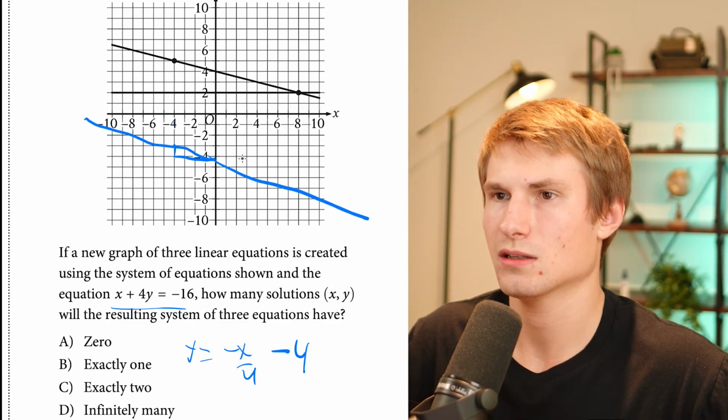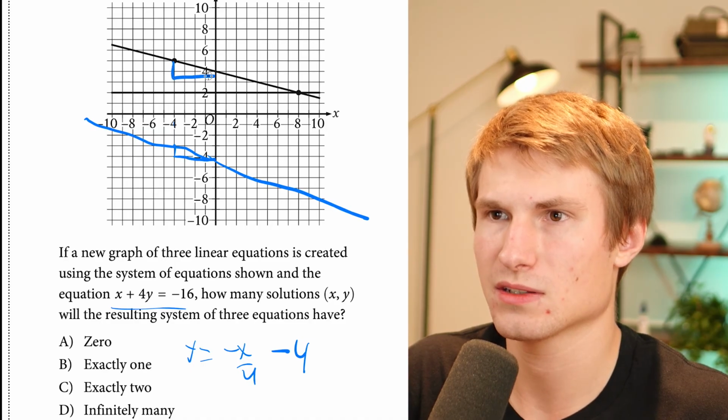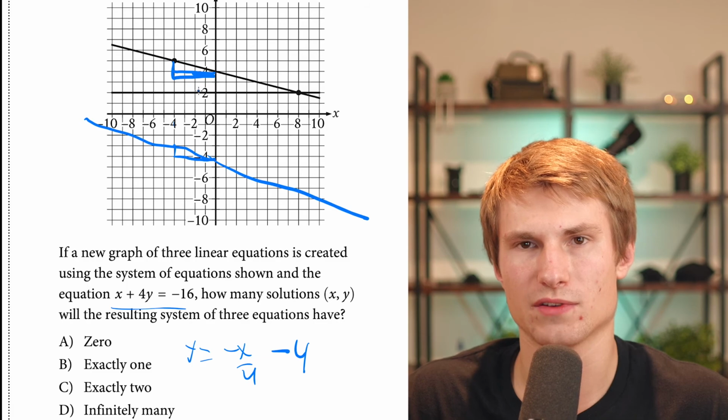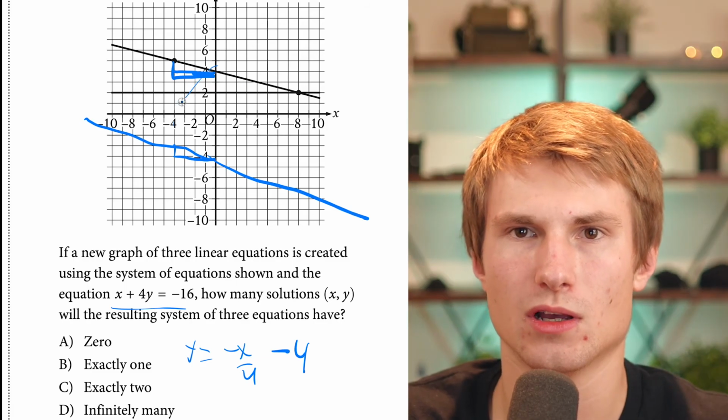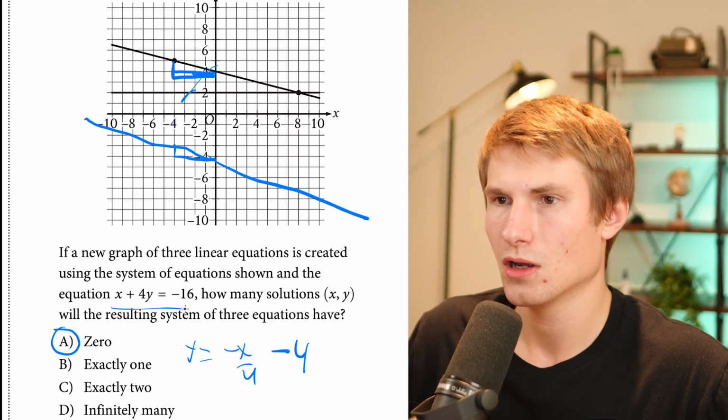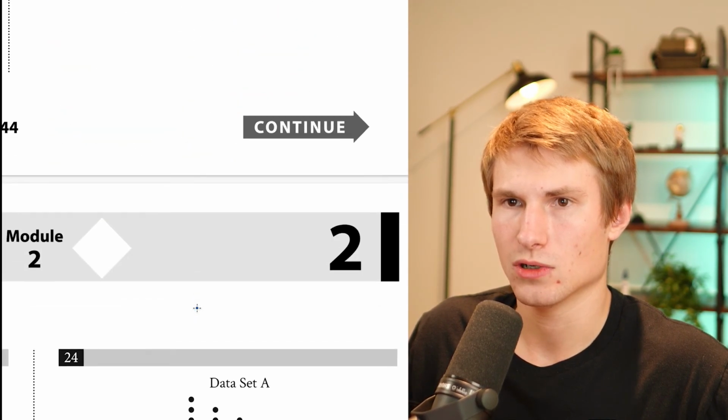As we can see, it looks like that's actually parallel with this. They both have the same slope of -1 over 4, and they have different y-intercepts, so they will never intersect. So we know that these 3 lines will never intersect. So our answer would be 0. Next, we can go ahead and move on to question number 23.